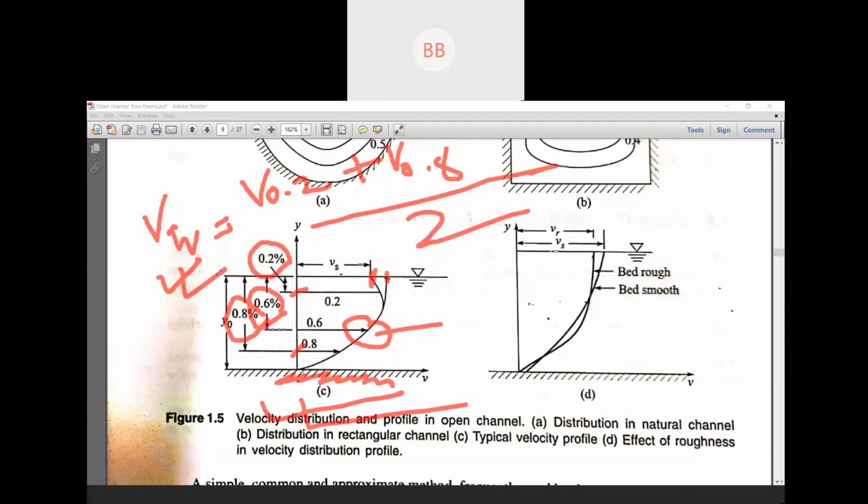So your answer is this. You have to find the velocity at two points, one at 0.2 and one at 0.8 of the depth. Then you have to take the average.